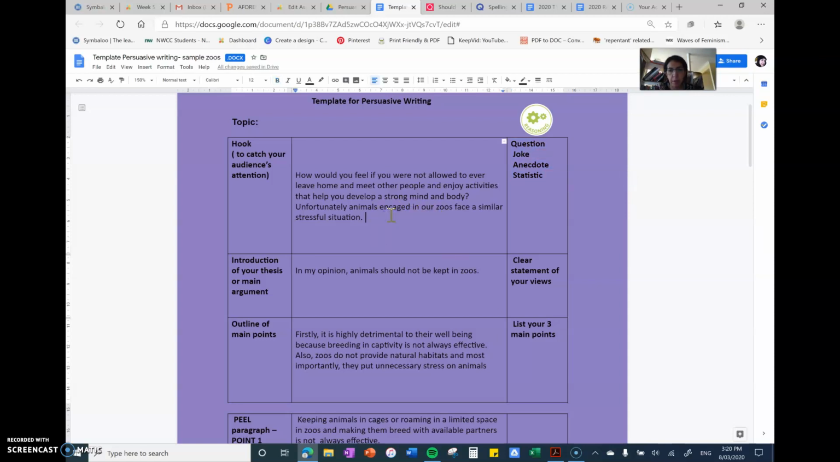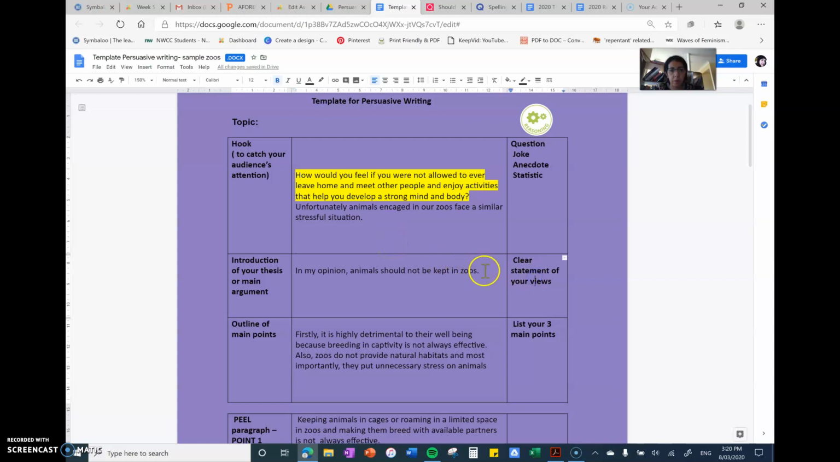So I came up with this. How would you feel if you were not allowed to ever leave home and meet other people and enjoy activities that help you develop a strong mind and body? That is a thought-provoking question, or a rhetorical question. Unfortunately, animals encaged in our zoos face a similar stressful situation.